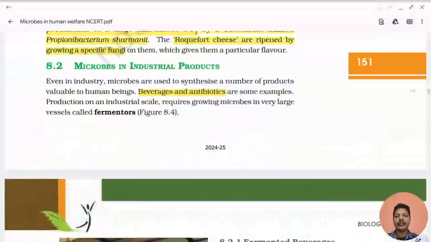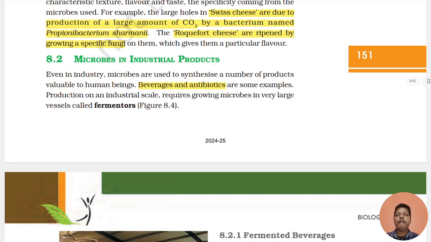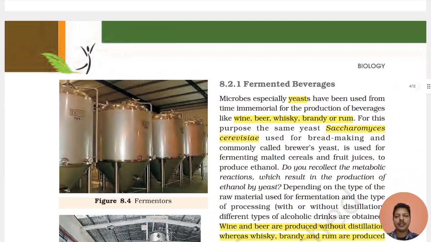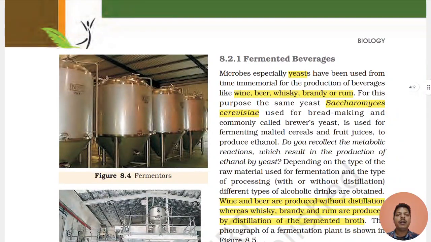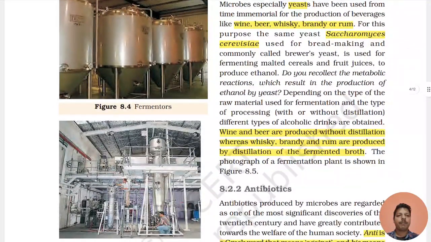Let's see what NCERT says here. Beverages and antibiotics are some examples of industrial products, and production on an industrial scale requires growing microbes in very large vessels called fermenters. See, diagrams are also here. Yeast has been used from time immemorial for the production of beverages like wine, beer, whiskey, brandy or rum. For this purpose, the same yeast, Saccharomyces cerevisiae, used for bread making and commonly called brewer's yeast, is also used for fermenting malted cereals and fruit juices to produce ethanol.